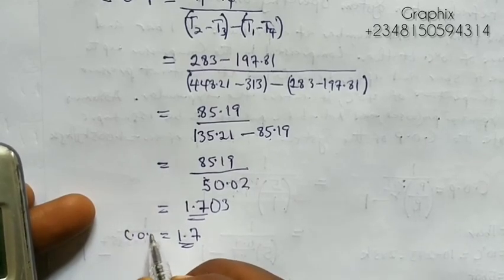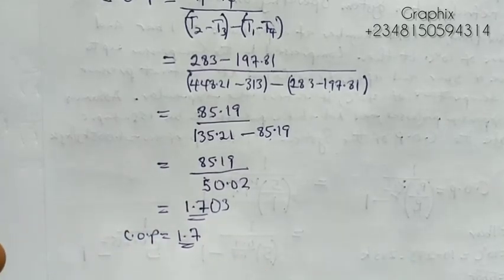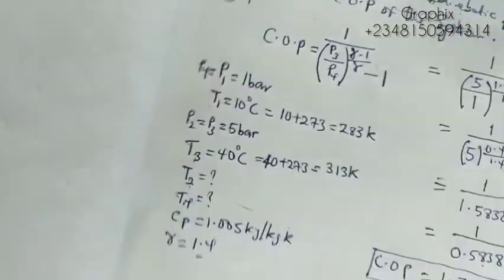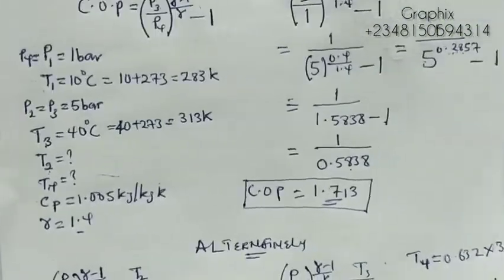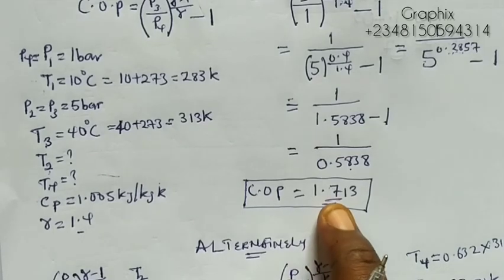So either you follow this process or you follow the other process. You see here we have 1.7 approximately, and also here we have 1.73 approximately. So any one of your choice.